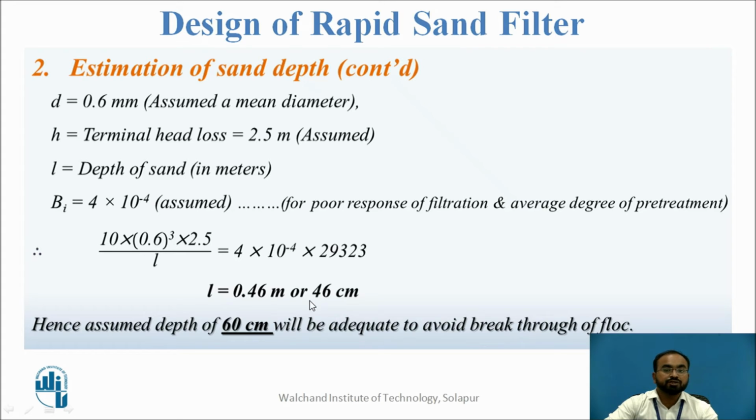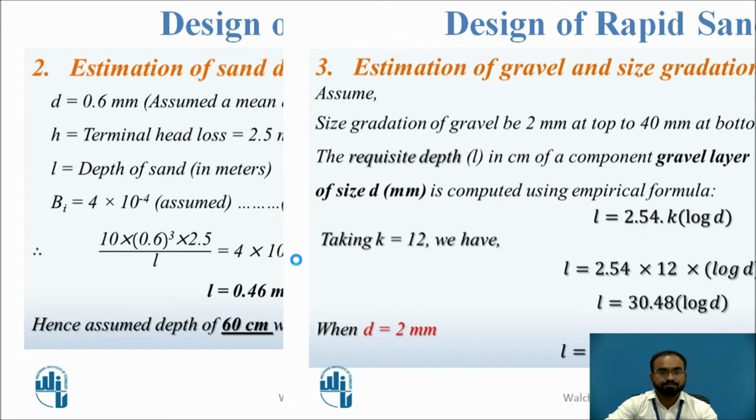So what we have assumed? We have assumed 60 centimeters. But what is the value coming? That is 46 centimeters. That is, our assumption is very much good, so as to avoid the breakthrough of floc. So what we will be doing? We will be keeping the depth of sand to be 60 centimeters.